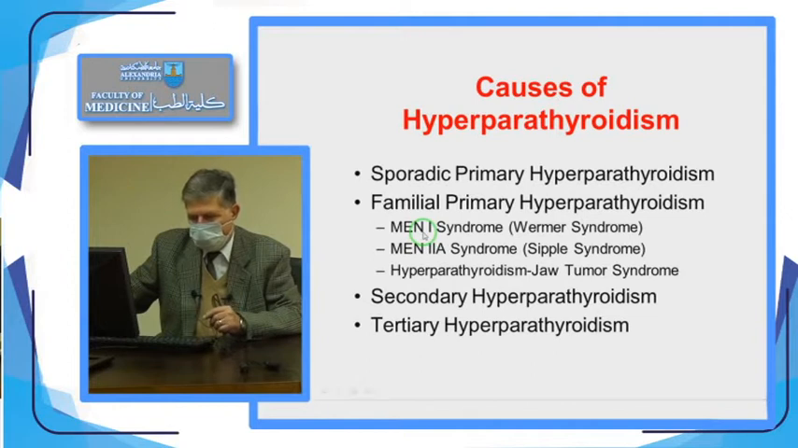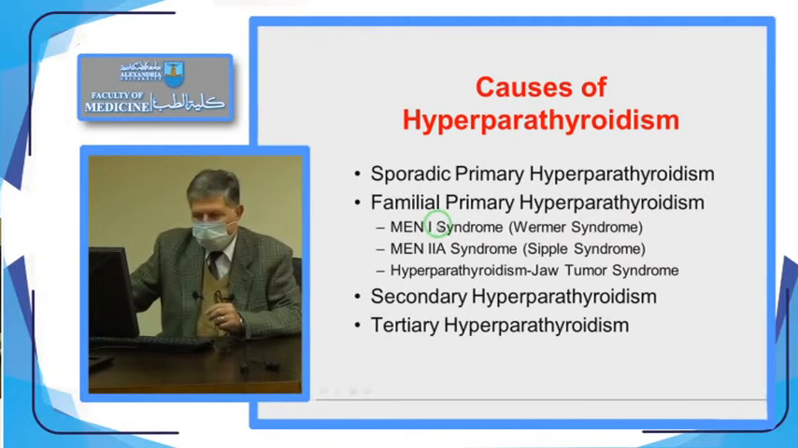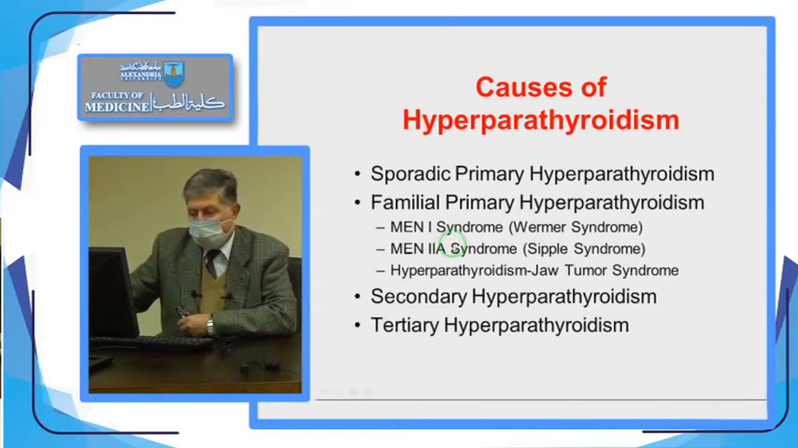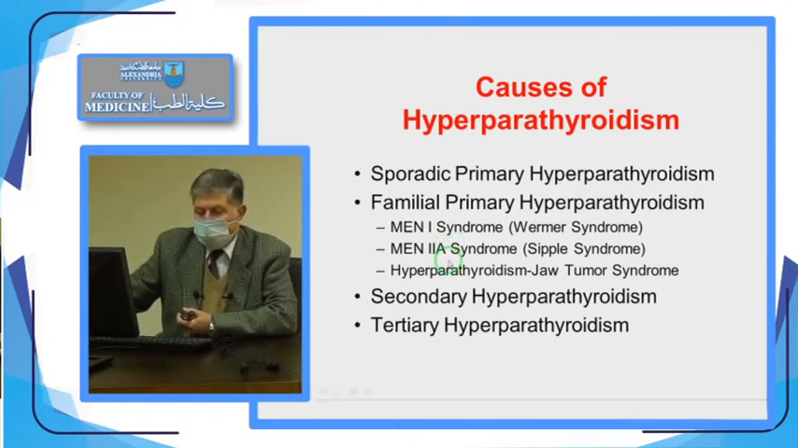We've got two types, type 1 and type 2. Type 1 includes parathyroid adenoma, pituitary adenoma, and adenoma of the endocrine part of the pancreas. The MEN type 2 also has parathyroid hyperparathyroidism, in addition to pheochromocytoma from the adrenal medulla and medullary thyroid carcinoma.